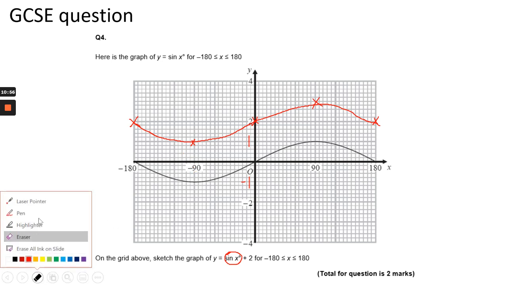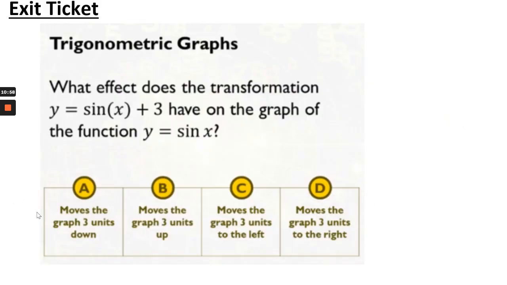Right, we've got some exit tickets to finish. So read the question, give that a go, and we'll check in a second. Okay, so outside of the brackets, that's going to go 3 up. So it moves the graph 3 units up.